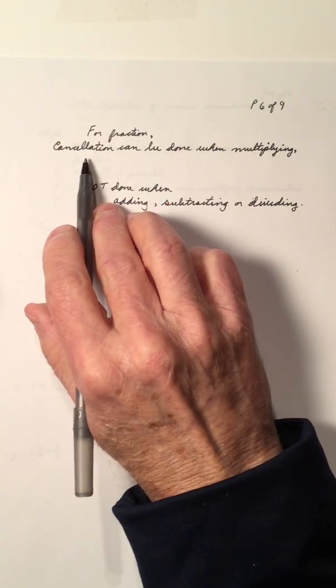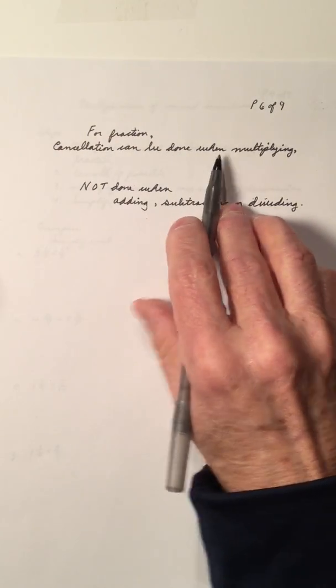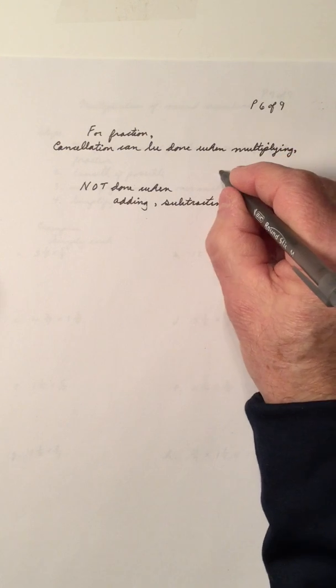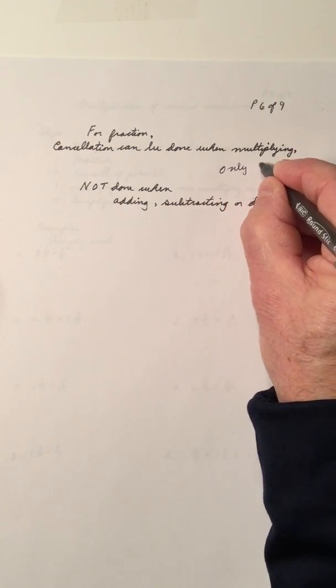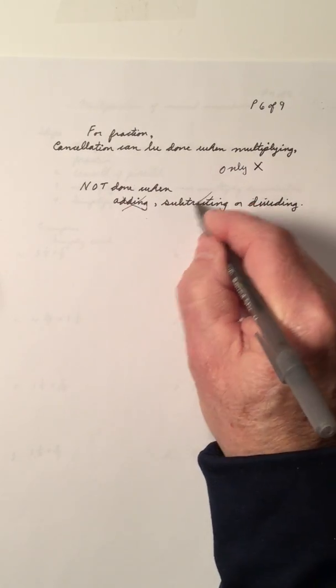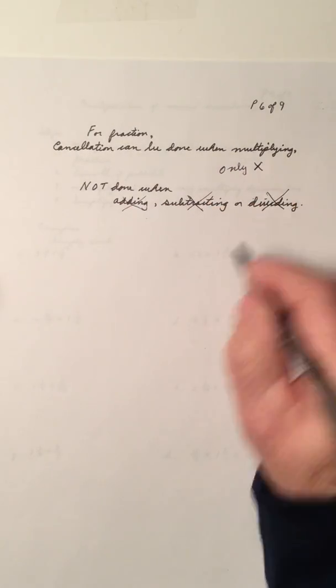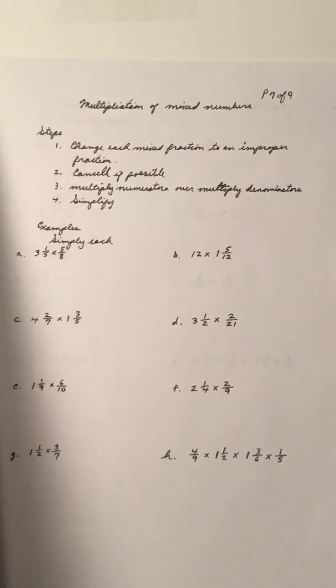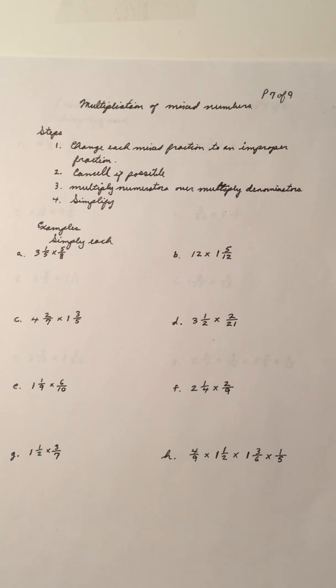Repeat. For fractions, cancellation can be done when multiplying. Only when multiplying. Not adding, not subtracting, not dividing. Only cancel when multiplying. Sorry, I just keep repeating, but write it down. Keep it in your head. Math is easy. Just practice, practice, practice. Practice makes you better. When you make an error, find out where your error is.